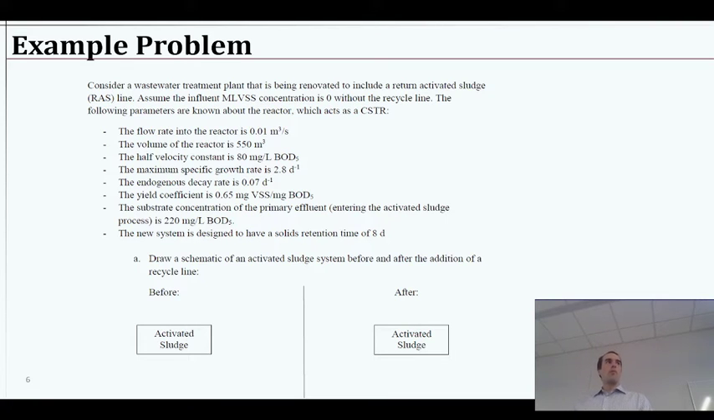Okay, so I'm going to take the rest of the time today and go through an example problem with you. I'll talk through a few steps. The beginning of this problem is very much the same as what we did last time, so I'm just going to jot a couple notes down for you and let you do that on your own time if you'd like. Let me just read the problem, you'll see. Consider a wastewater treatment plant that is being renovated to include a return activated sludge line, RAS line. Assume the influent MLVSS.